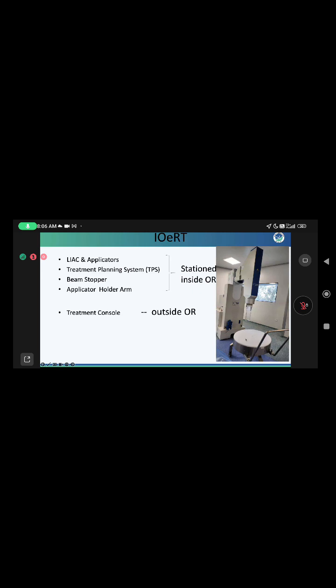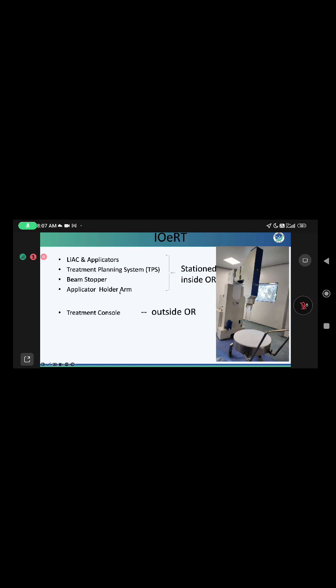This acts as a protection for the electron. If the OT is on the ground floor and you don't have any occupancy below the OT, you don't even require this shielding. Because our OT is on the 3rd floor, we need this because there is occupancy below our OT. We need this beam stopper when we are using intraoperative electron radiation. This becomes mandatory. If the OT is on the ground floor or in the basement, there is no occupancy below, so there is no need to use this beam stopper.